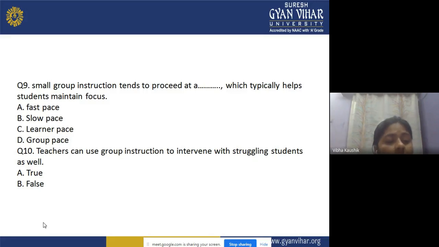Now the 10th question: teachers can use group instructions to intervene with struggling students as well. Is this statement true or false? Who are the struggling students? Those who are not learning that concept very well. So this statement is true.